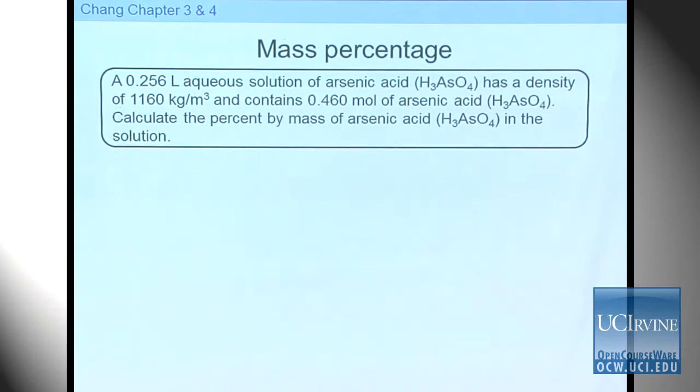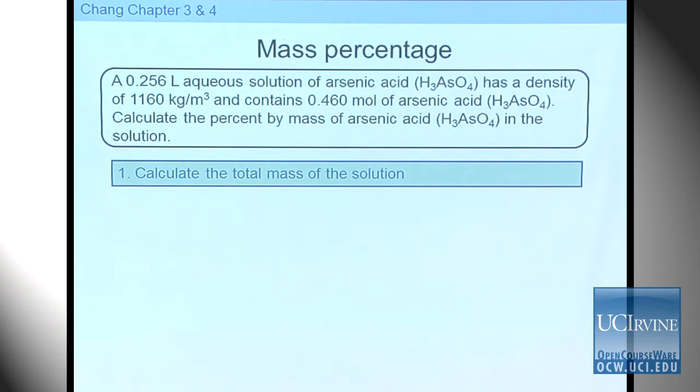For a mass percentage, you need 2 things. You need the contribution of the thing, that is the mass percentage, and the total over the contribution of, in this case, arsenic acid. So I need to know the amount of grams of arsenic acid, and I need to know the total amount of grams of the solution, the total. So those two are 2 things I need to calculate here. And I can do both. Everything is given, okay?